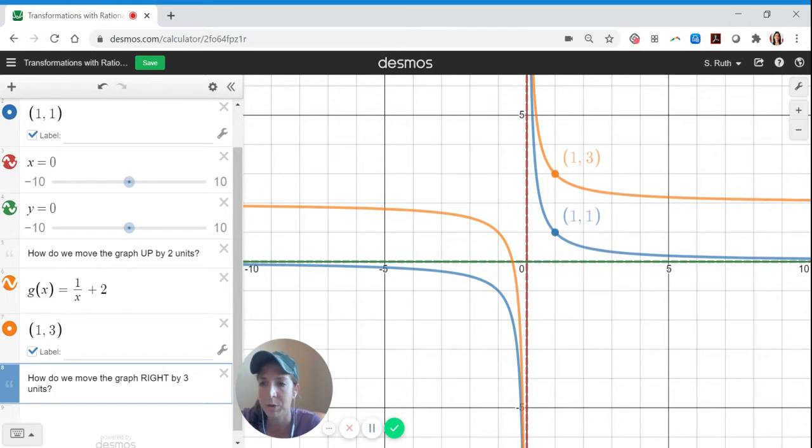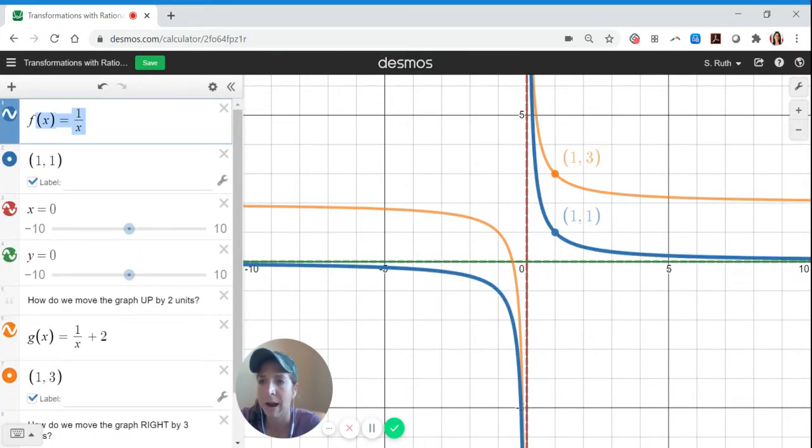So what will we do to the original base graph, this f of x equals 1 over x, to move the graph to the right by 3? So let's just recap. We know left and right motion is kind of the opposite sign of what you might think. So to move a graph to the left, you're actually going to add that number.